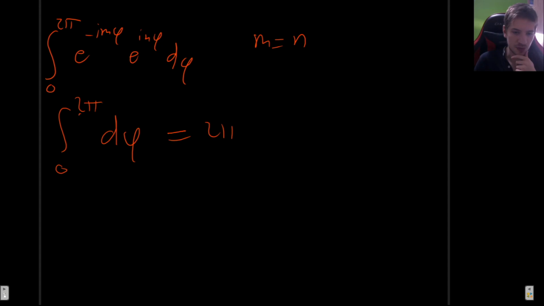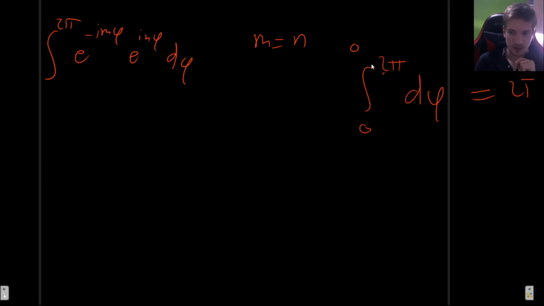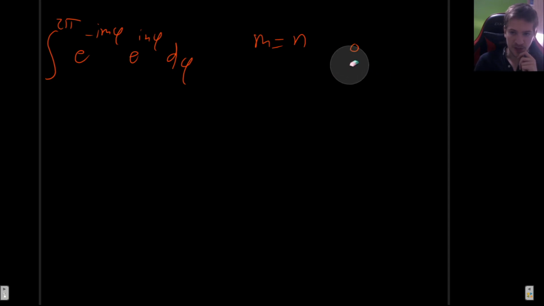First of all, what happens if n and m are the same? In that case, this will just cancel out and we will get the integral from 0 to 2 pi of d phi, because this right here will just be 1 and this integral is just 2 pi. So if m is equal to n, we get 2 pi. Let's just keep that in mind. I'm going to write it to the side. Let's just remember that result.